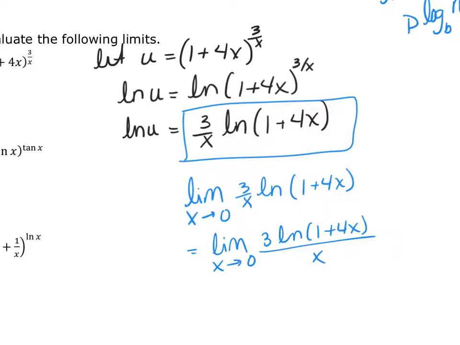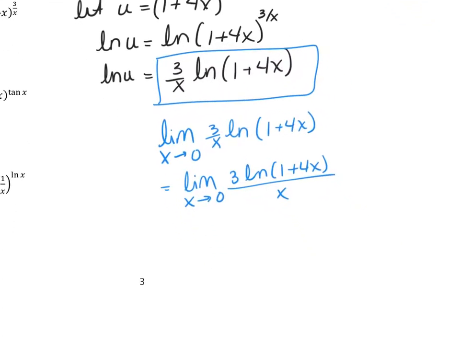And if the answer is yes, then I can go ahead and do L'Hopital's. And the answer is yes. If I put in 0, this ends up being the natural log of 1, which happens to be 0. And if I put in 0 here, I get 0. So I do end up with 0 over 0. So I'm allowed to use L'Hopital's, so I'm going to go ahead and do that.